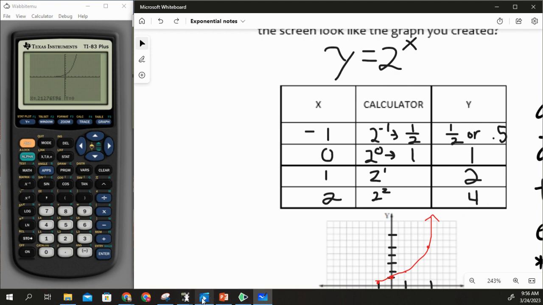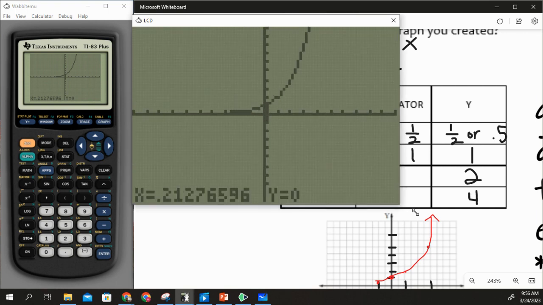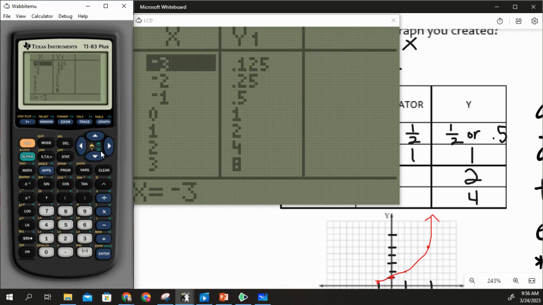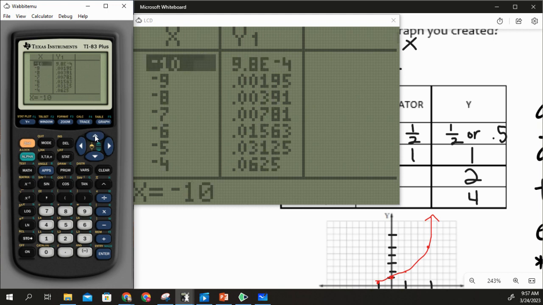Now, if we look at the table real quick, I'm going to blow this up so you can see it. Right here from -1 to 2, those are the ones that we messed with. Now, if you go deeper into the negative side of the graph, these are the values for our y's that are getting so small that we couldn't see it on the graph anymore. See how small these are getting. It keeps getting smaller and smaller.